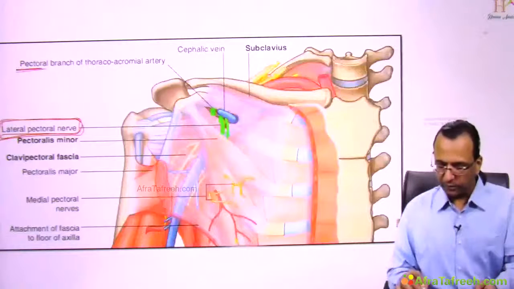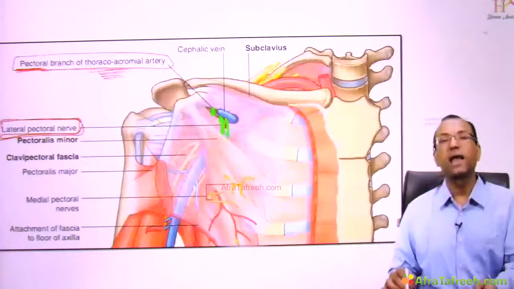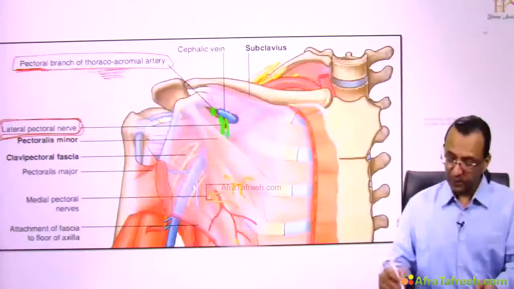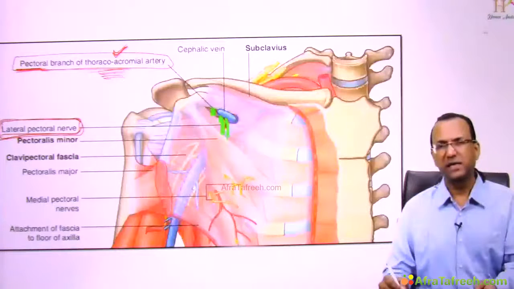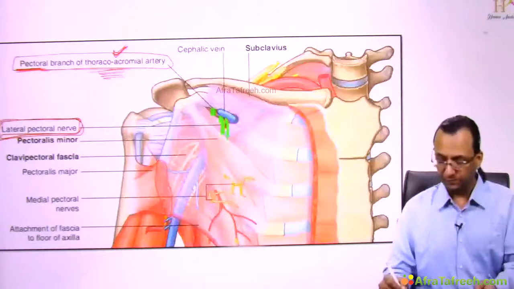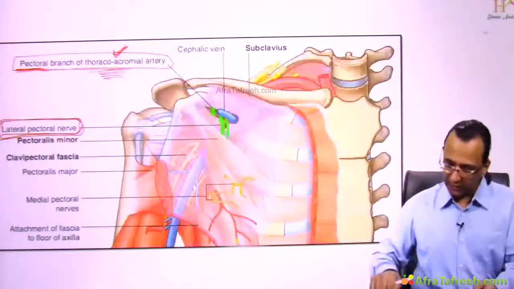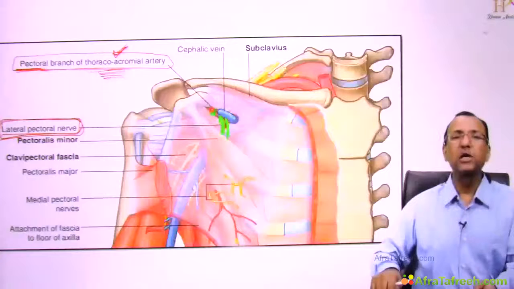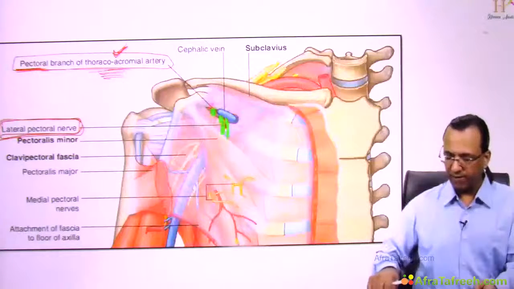The artery is the pectoral branch of the thoracoacromial artery. The thoracoacromial artery is a branch of the axillary artery given in the axilla. So it is coming out now. Yes. Remember the various structures piercing the clavipectoral fascia, and let us revise them again. There is a neurovascular bundle. Neurovascular bundle means nerve, artery, vein, and lymphatics.